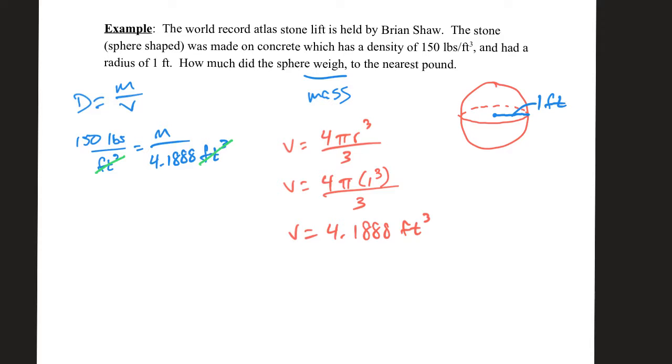So 4.1888 times 150 gives us 628.32. But remember, it wants it to the nearest pound. So our mass is equal to 628 pounds. There we go. Alrighty, that's quick and easy. That's the only thing that we need to do to find the volume of a sphere, just use the formula. The only variable that you need to know is the radius. Told you this is going to be nice and quick and simple, okay?